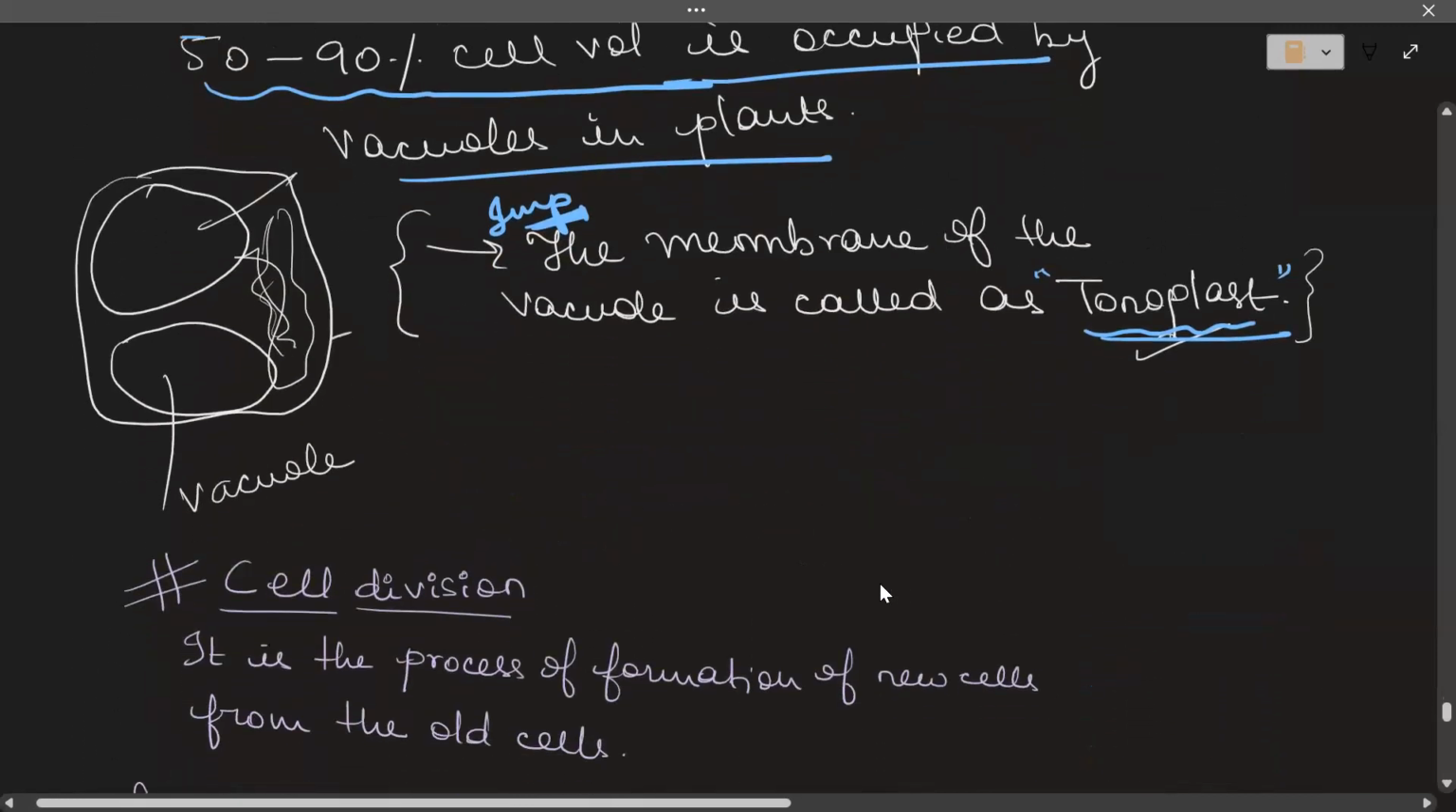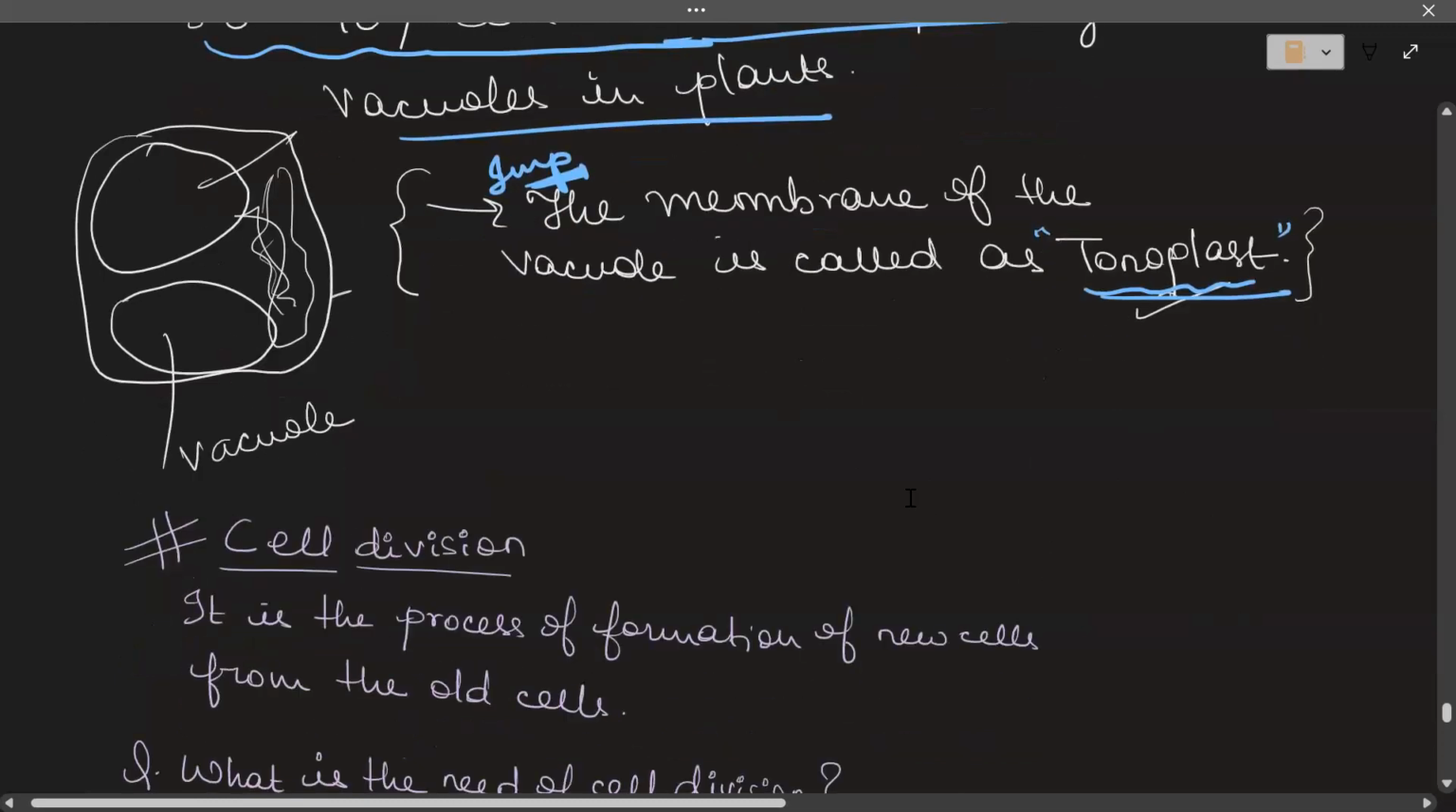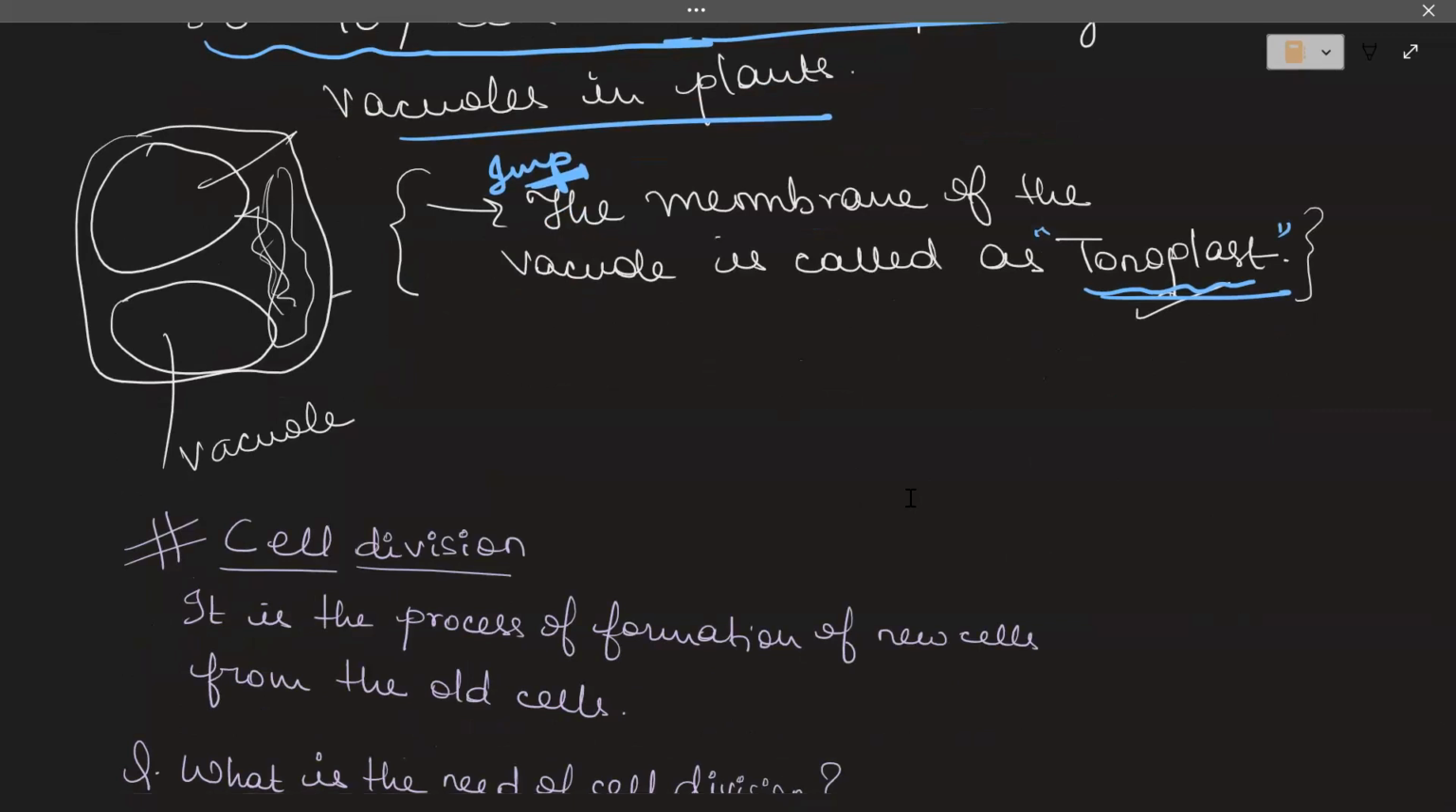Also remember one more thing: the membrane of the vacuole has a name, and the name of the membrane of the vacuole is tonoplast. Clear? Do you have any doubts up till now?